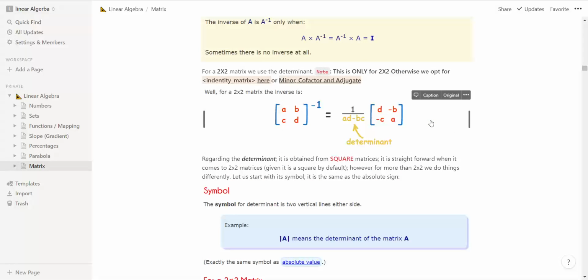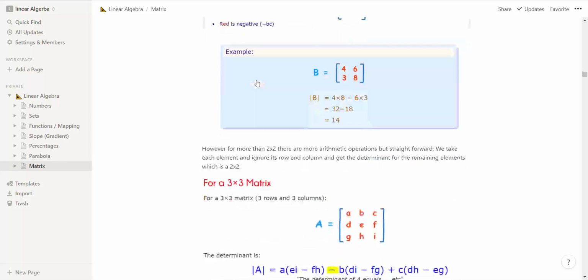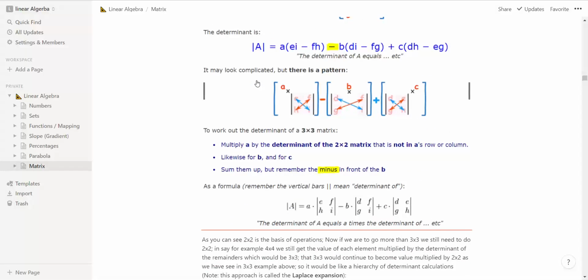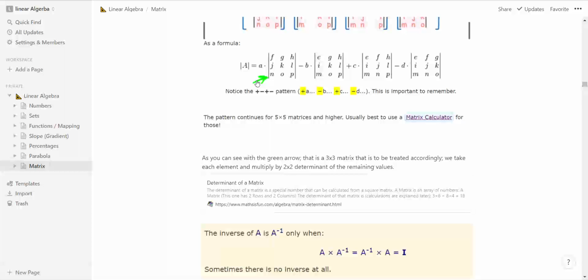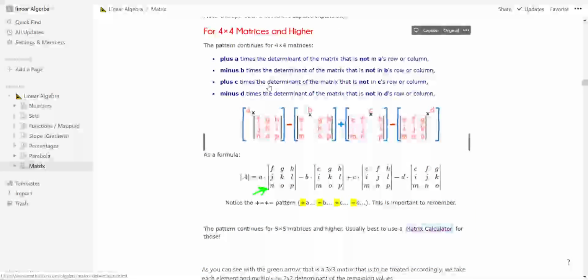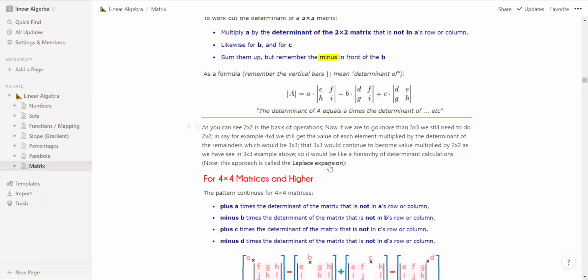You can also use the identity matrix to get the inverse. This is called Laplace expansion, just so you know.